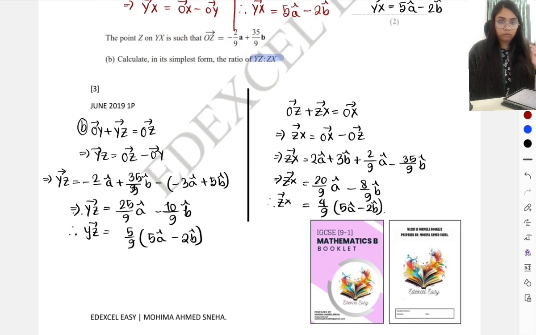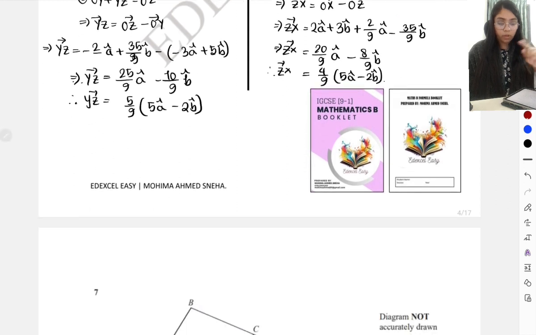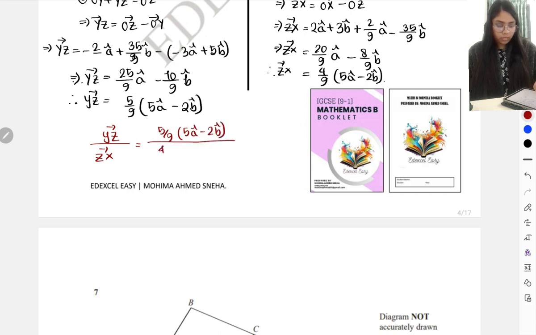So for yz is to zx, in that case, you're going to divide yz by zx, which is going to be 5 by 9. So it was 5 by 9, 5a minus 2b divided by 4 by 9, 5a minus 2b, which you can clearly understand, the 5a minus 2b would cancel each other out, and you're left with 5 by 9 divided by 4 by 9.